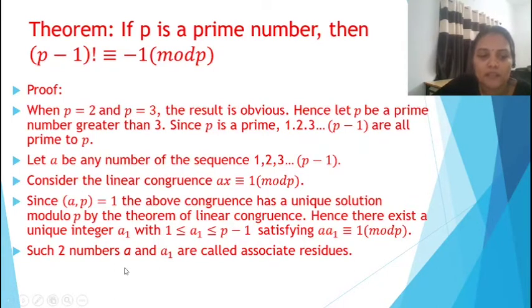Hence, there exists a unique integer a1 with 1 less than or equal to a1 less than or equal to p minus 1 satisfying a a1 congruent to 1 mod p. This is the solution, and the solution is a number a1. Such two numbers a and a1 are called associated residues.